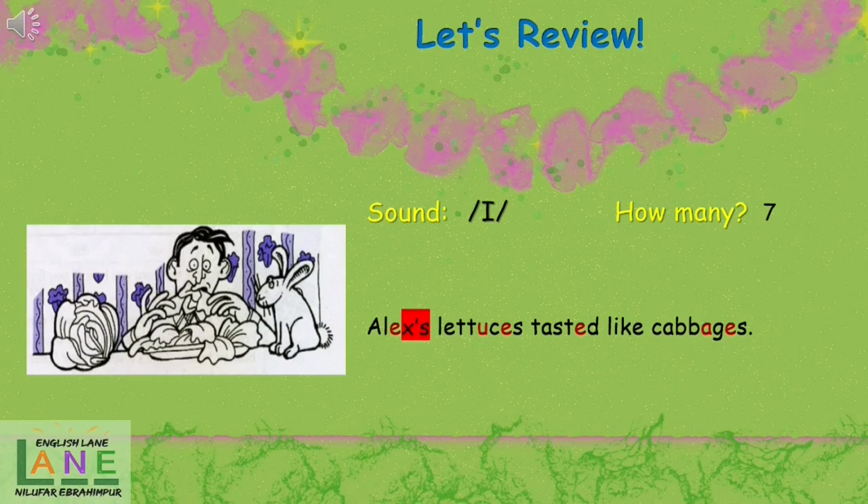Listen and repeat. Alex's lettuces tasted like cabbages. One question. How do you say the name of this animal? Rabbit? Rabbit? No. Say it with this sound. Rabbit. Rabbit. That's right.